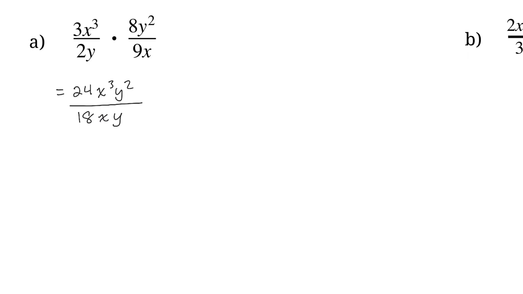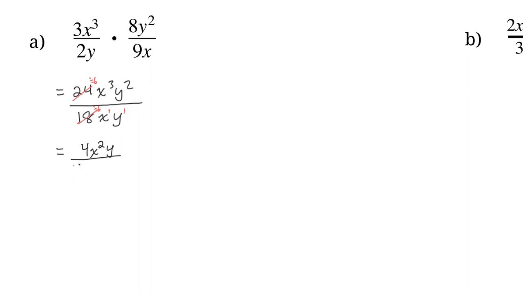Now this can be simplified further. We can reduce these. So if we take these numbers, we can divide by 6, and then we're going to be left with 4 over 3. And if we take our x, so we have x to the power of 3 divided by x to the power of 1, we'll need to subtract our exponents, so that's going to just become x to the power of 2. And then if we look at our y, we have y to the power of 2 divided by y, and in that case we're just left with y to the power of 1.